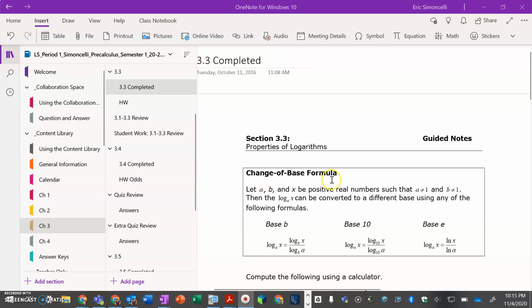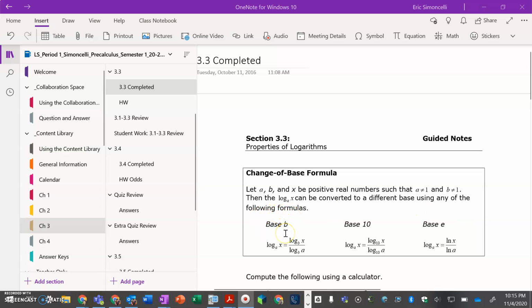First we'll start with the change of base formula. Let a, b, and x be positive real numbers such that a cannot equal 1 and b cannot equal 1. Then the log base a of x can be converted to a different base using any of the following formulas.